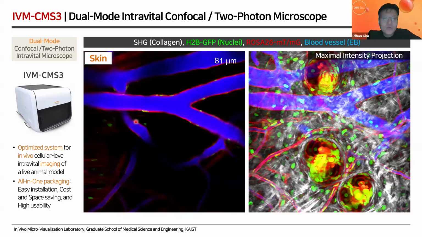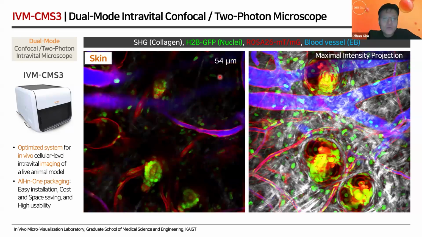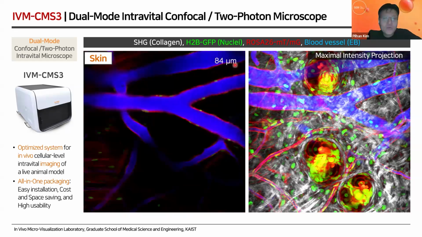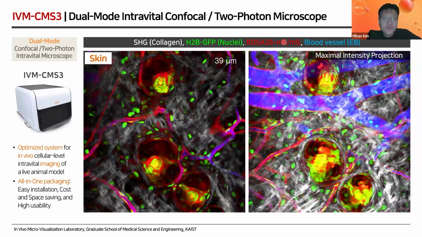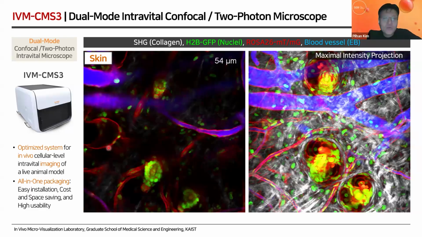Okay, so in this example, we use H2B-GFP and the ROSA26 mTmG mouse model. So we can nicely see the nuclei in blue color, which is a pseudo color. In addition to that, finally, in white color, using SHG signal, we can nicely visualize the dermal collagen in the skin. So this is one very nice example. We can obtain subcellular resolution images in a Z-stack in any tissue. In this example, it's skin in the live mouse model.